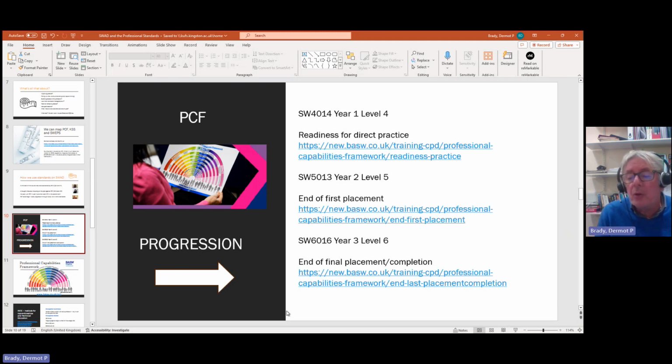Now, as a lot of you will know, some of you might not, there are levels in pre-qualifying social work education, and our course is mapped. We've changed this around a couple of times, but now, today, in 2024, it's mapped against these 3 levels. So in the first year, it's readiness for direct practice, which is a very basic level and something that our apprentices generally have no problem in evidencing.